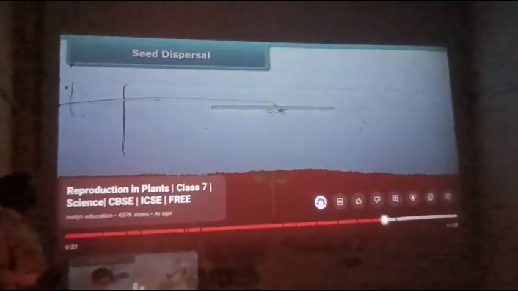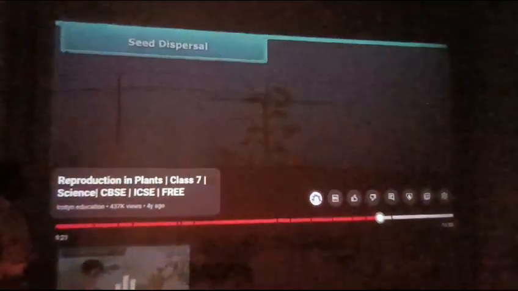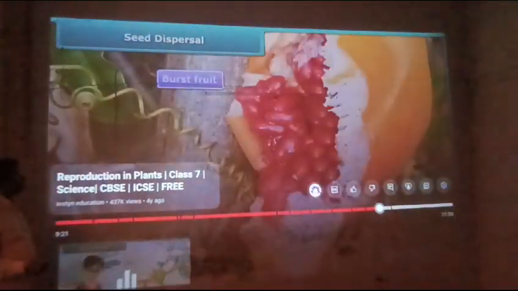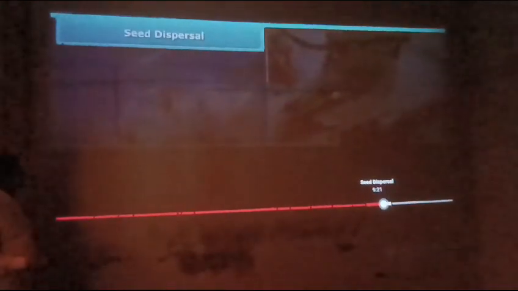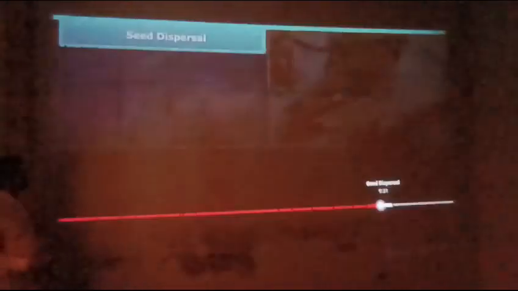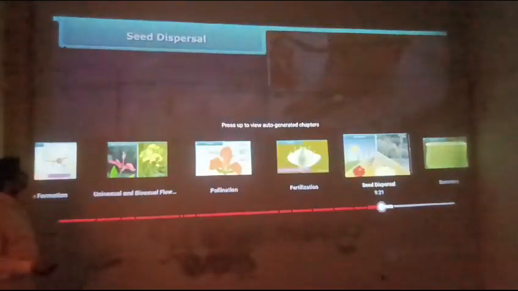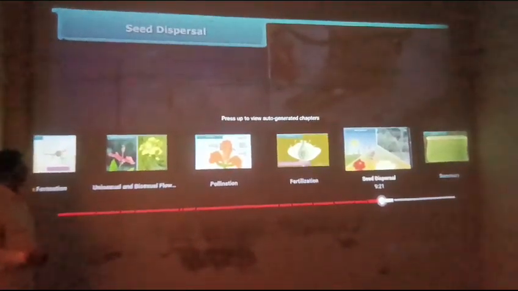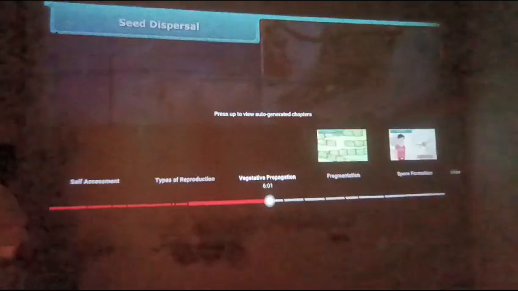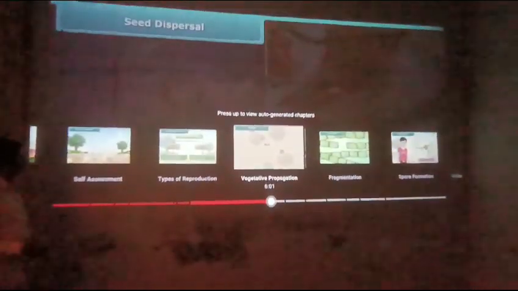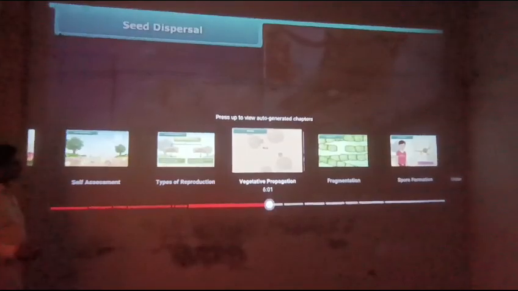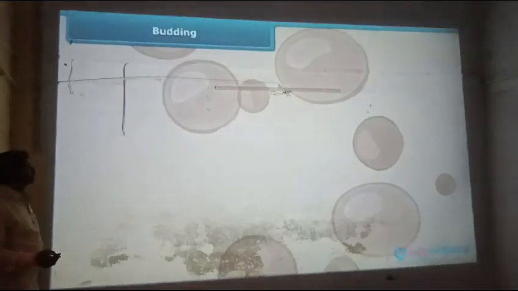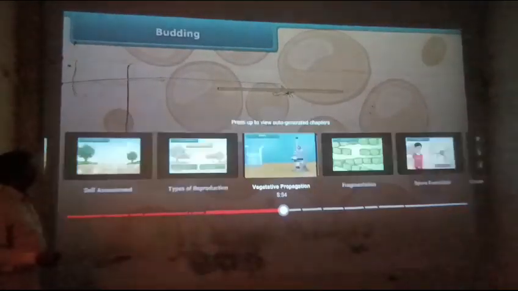They germinate into a new plant. In fact, some seeds are also dispersed when the fruit bursts. It is called the bud. These buds grow, mature, and form.